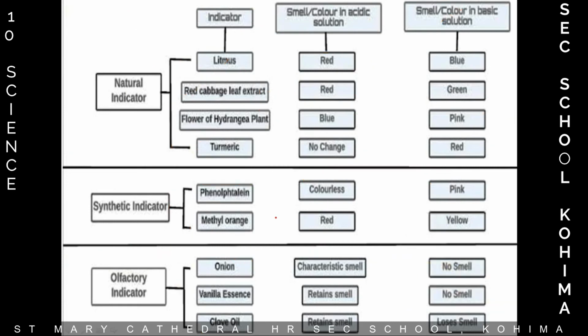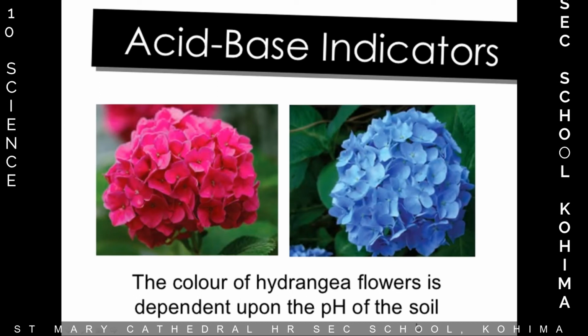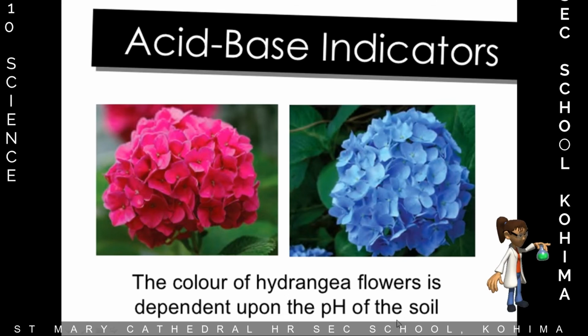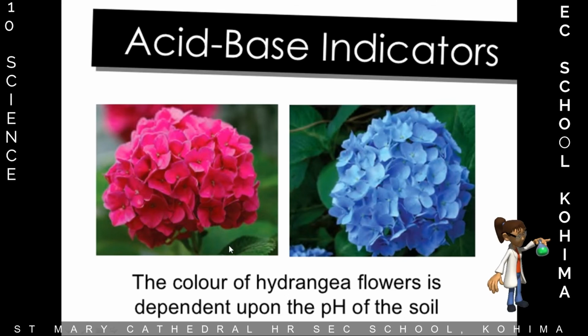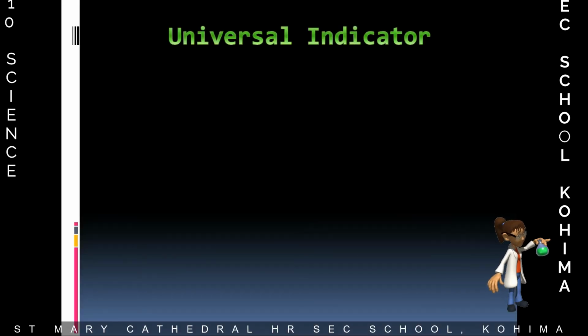All right, now let us see hydrangea, which we were talking about. The color of the hydrangea flower is dependent upon the pH of the soil, or whether the soil is acid or base. Depending on it, the flower used to change its color. All right, now we are coming to universal indicator.